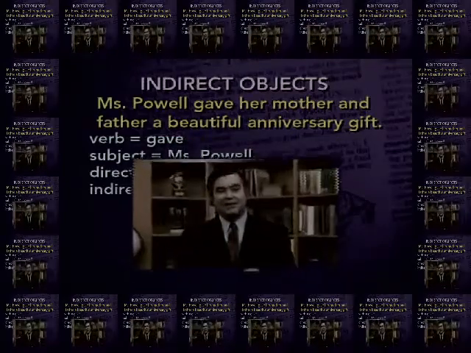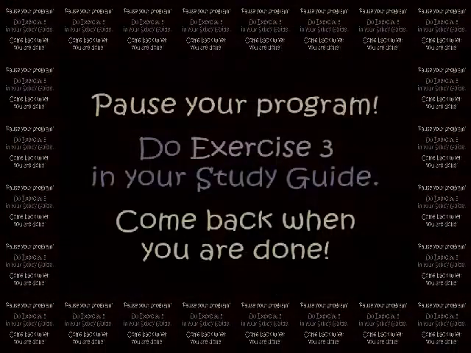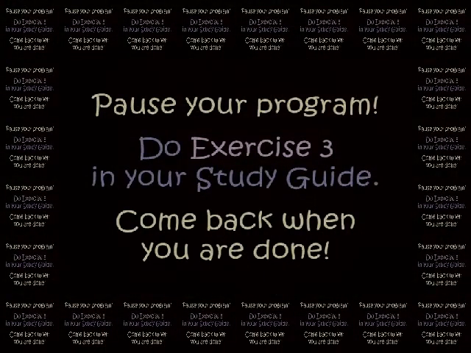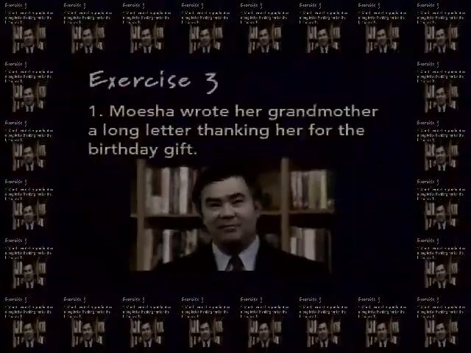Try your hand at the next exercise in your study guide, which will give you a chance to practice the skills and information we've just shared with you. In this exercise, we gave you several sentences and asked you to decide for each one whether or not an indirect object appears. Let's take a look at them one by one.